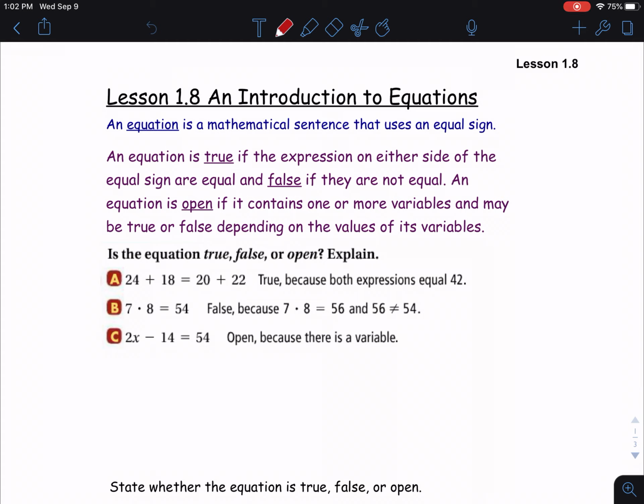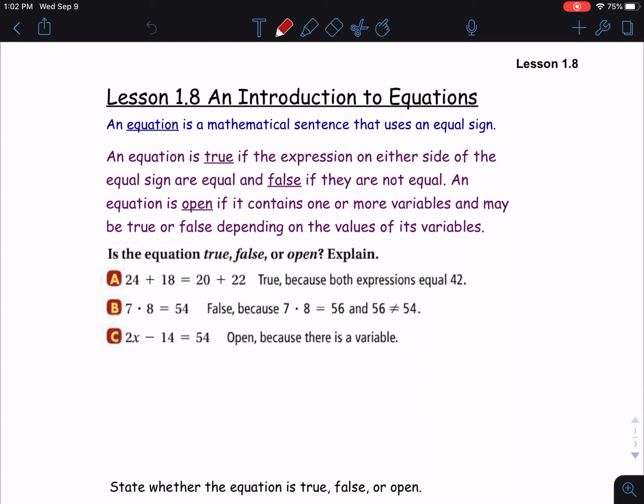A false equation is when one side of the equation does not have the same value as the other. So for example, 7 times 8 equals 54. That is a false equation because 7 times 8 is 56, and 56 does not equal 54. They are not the same values.